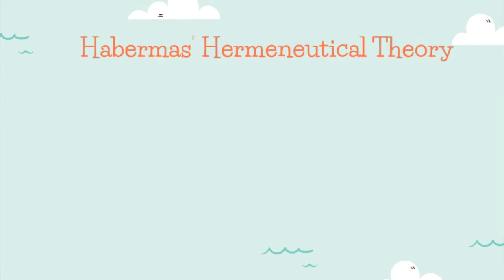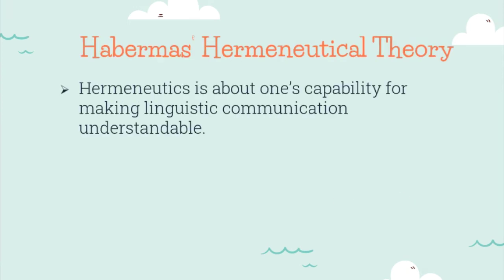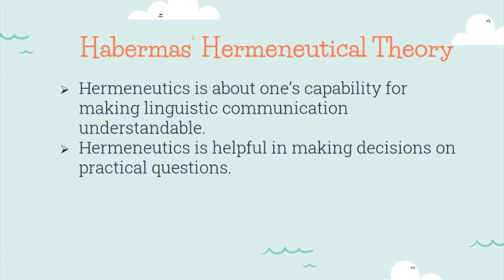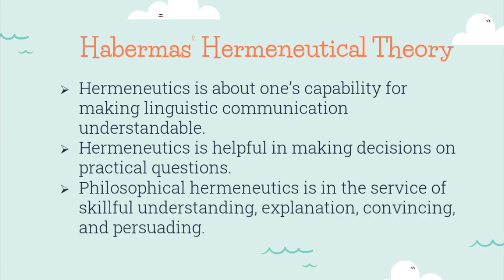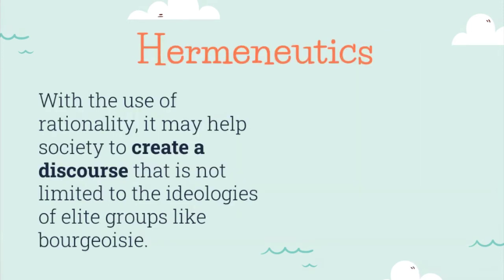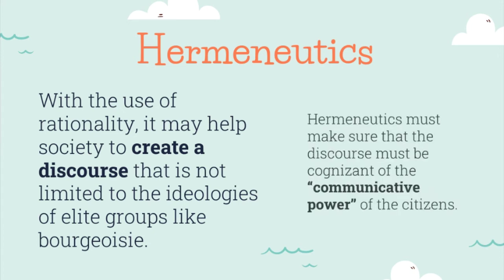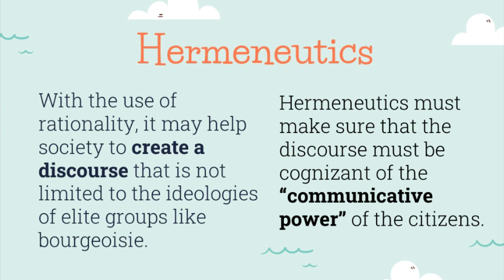Habermas' hermeneutical theory. Hermeneutics is about one's capability for making linguistic communication understandable. Hermeneutics is helpful in making decisions on practical questions. And philosophical hermeneutics is in the service of skillful understanding, explanation, convincing, and persuading. With the use of rationality, it may help society to create a discourse that is not limited to the ideologies of elite groups like the bourgeoisie. Hermeneutics must make sure that the discourse is cognizant of the communicative power of the citizens. This makes hermeneutics lean toward critical theory, which is specifically applied in politics, law, and ethics.